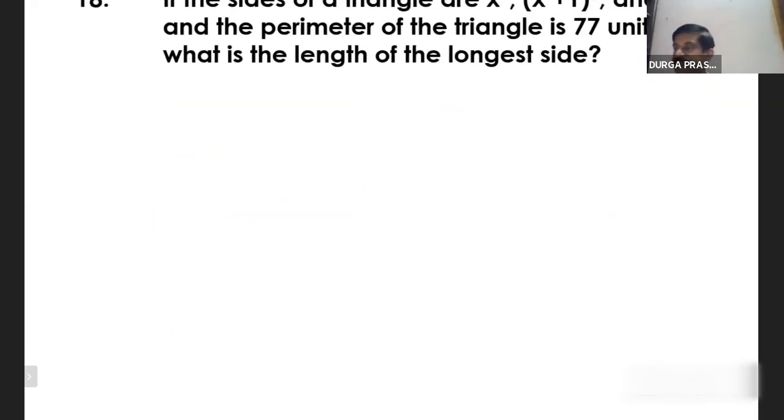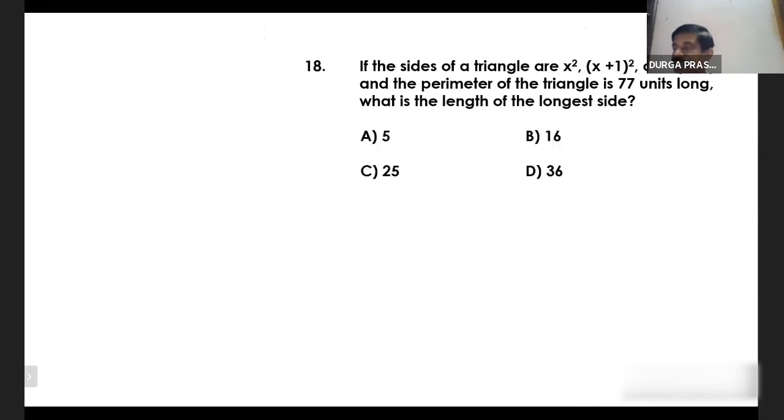Okay, let us go to the next question. So look at this. If the sides of the triangle are these three and the perimeter of the triangle is 77, what is the length of the longest side? So the length of the longest side is this, x plus 1 whole square. So let us check. The perimeter is given as 77. So x square plus x plus 1 whole square plus x minus 1 whole square is 77.